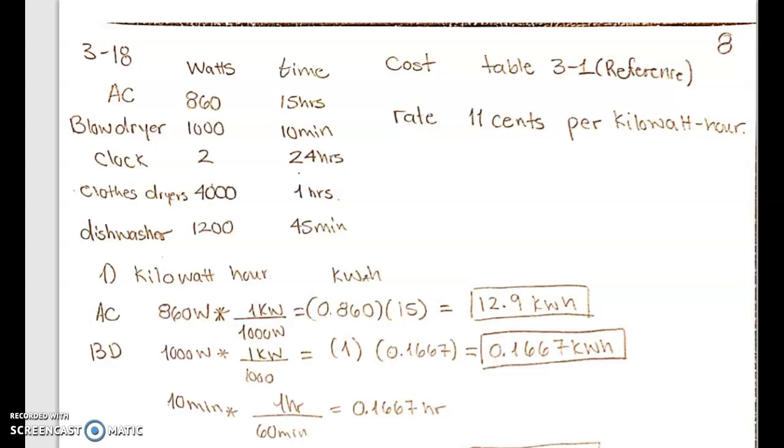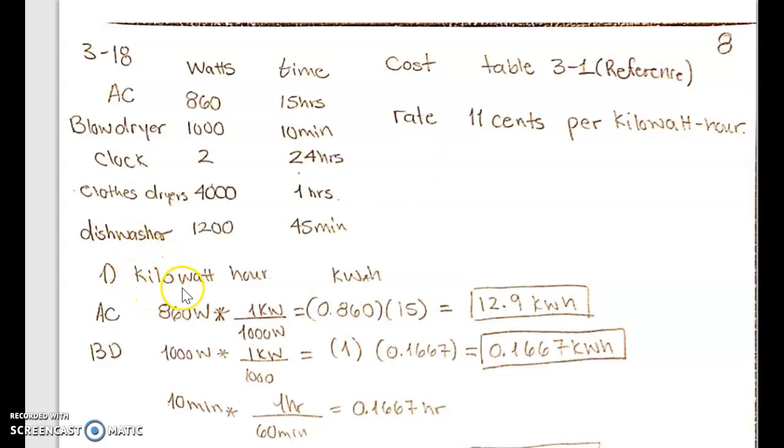So the first thing we need to do in order to solve a problem like this is to make all the watts into kilowatts and all the time into hours. Why is that important? So that we can just multiply them out, and that's going to give us the kilowatt hour usage, and then we can multiply it by the price, in this case 11 cents, so that we can see how much it's going to cost us, what is going to be our electric bill.